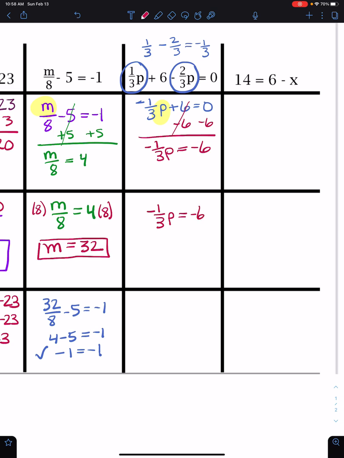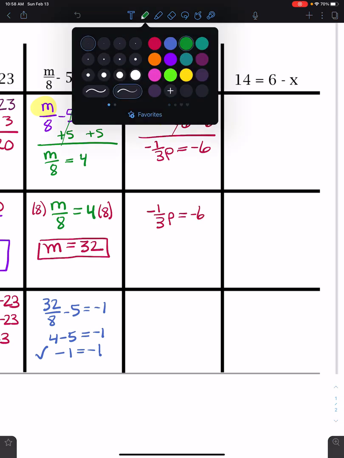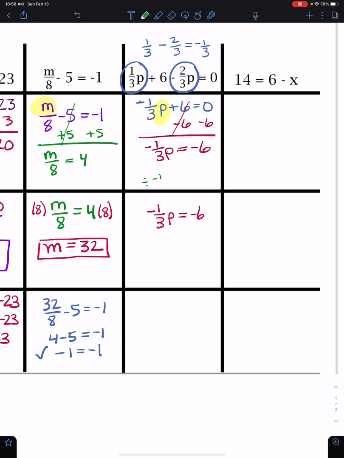Since p is being multiplied by negative 1/3, the opposite would be to divide by negative 1/3, which we know is the same as multiplying by negative 3, or negative 3 over 1, the reciprocal. So over here I'm going to multiply by negative 3, and over here I'm going to multiply by negative 3. On the left, the reason we did it is we know it's going to cancel out. This is going to give us 1p, because negative 3 times negative 1 is 3, and 1 times 3 is 3, and 3 over 3 is just 1. That's the whole idea behind doing that. And then negative 6 times negative 3 is positive 18, and that's my answer.